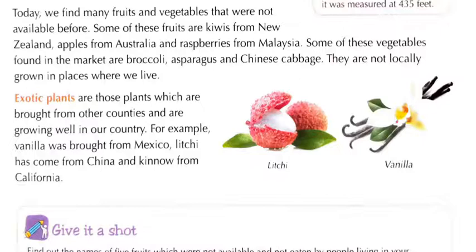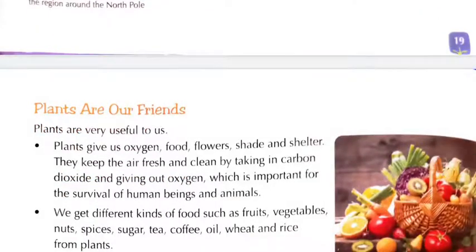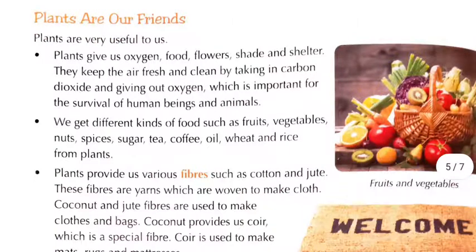Okay, so now move on to next, that is plants are our friends. Plants are very useful to us. Plants give us oxygen, food, flowers, shade and shelter. They keep the air fresh and clean by taking in carbon dioxide and giving out oxygen, which is important for the survival of human beings and animals.